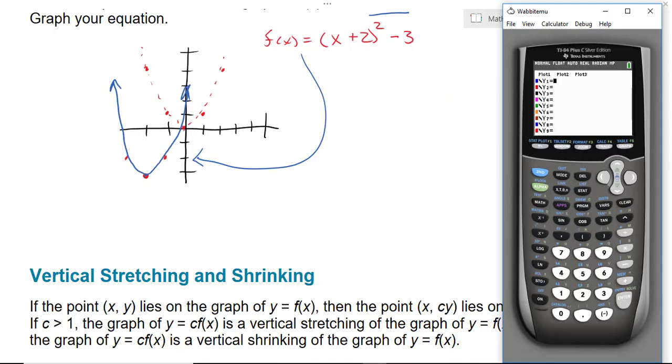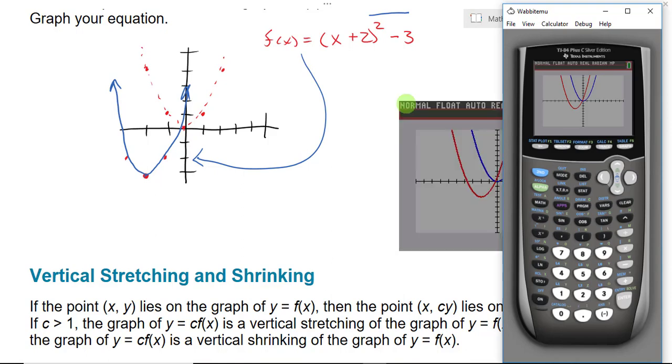If we did this on our calculator, I would first want to start by graphing my quadratic function, the parent function, and then I'll put in the transformed function in red. So this is going to be (x plus 2) squared, minus 3. And you can see the graph of your parent function and then the graph of the transformed function. And that's a prettier picture than what I'm able to draw freehand.